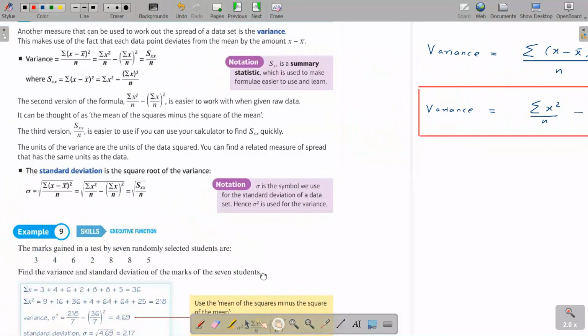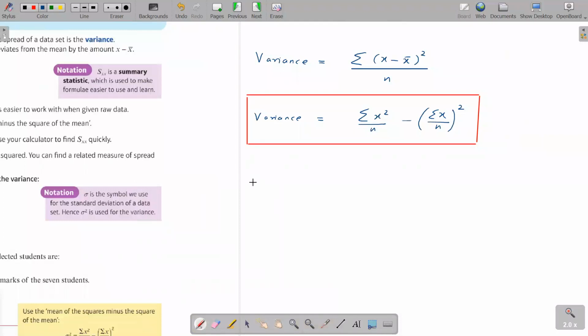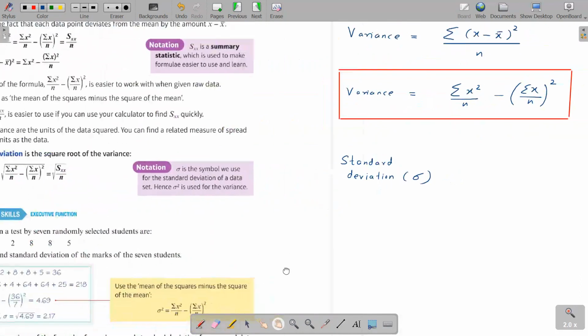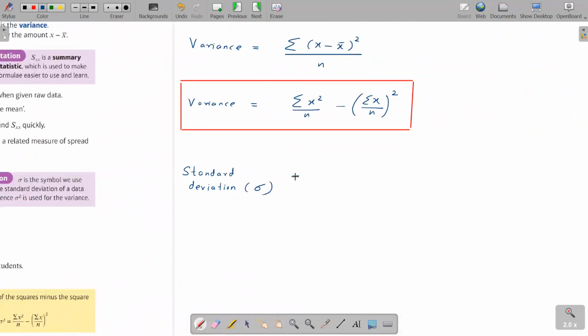Let's also define one more important term: standard deviation. This is a really important one. Standard deviation is also denoted by the sigma sign. Standard deviation is the square root of variance.